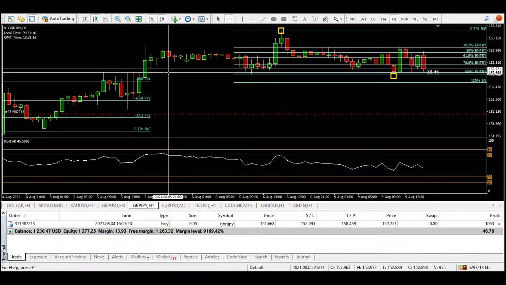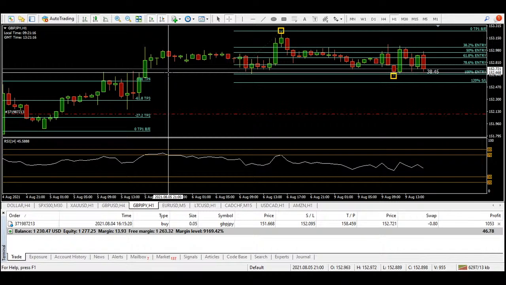We have this zone here that has not been tested. It's come close. It could come down and shoot back up, but like I said, overall we were in a downtrend. I was just trying to get this push back up to test this zone here.